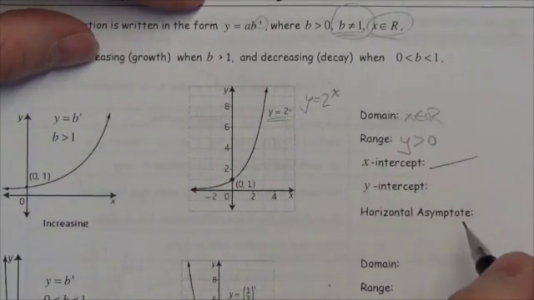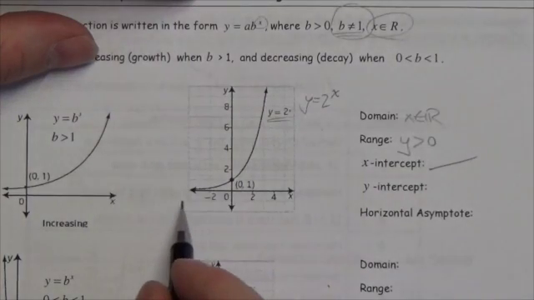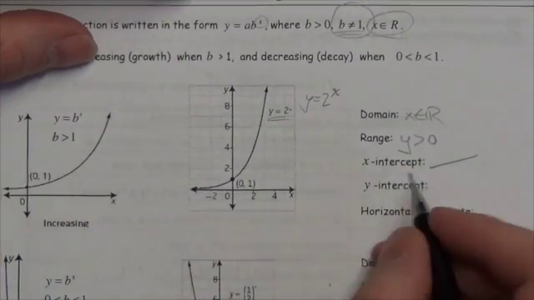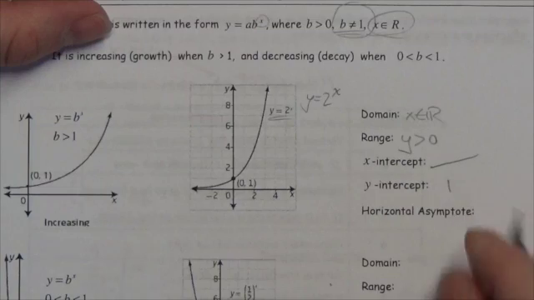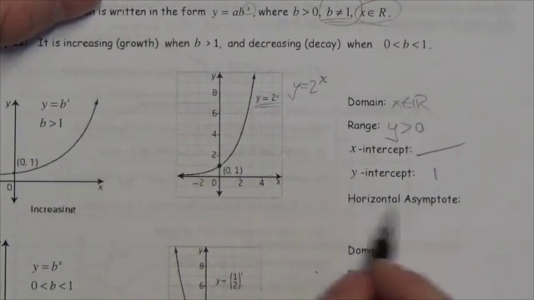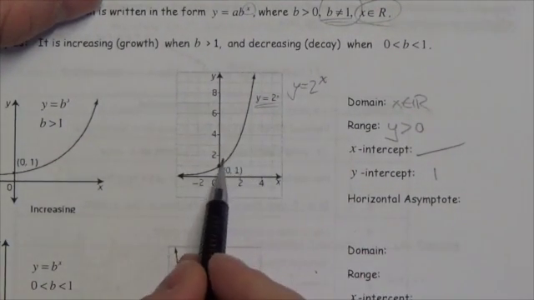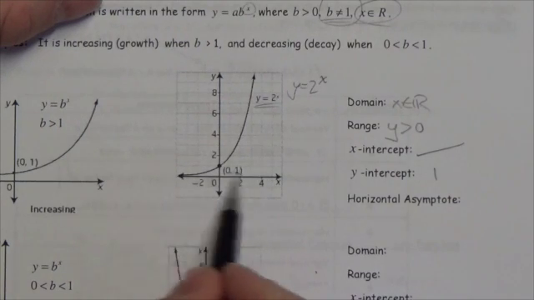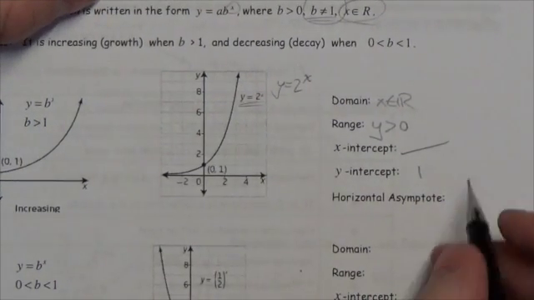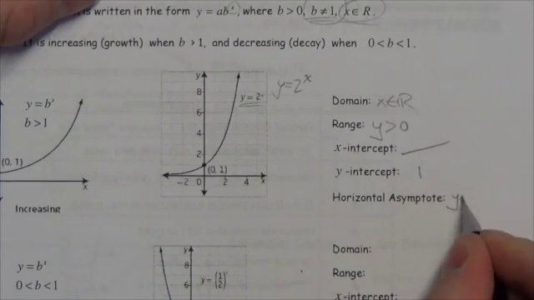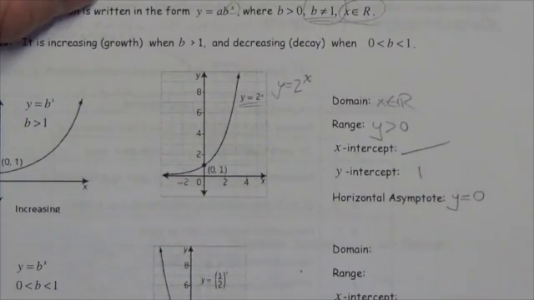There is no x-intercept. Turns out it only approaches the x-axis. It never actually gets there. It does, however, have a y-intercept at 1. And now we're looking at this horizontal asymptote. It does approach the x-axis here. It never gets to it, but it does get closer and closer and closer. So this is going to be the line y equals 0.